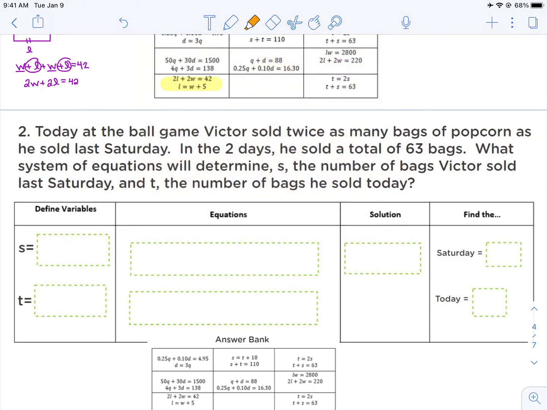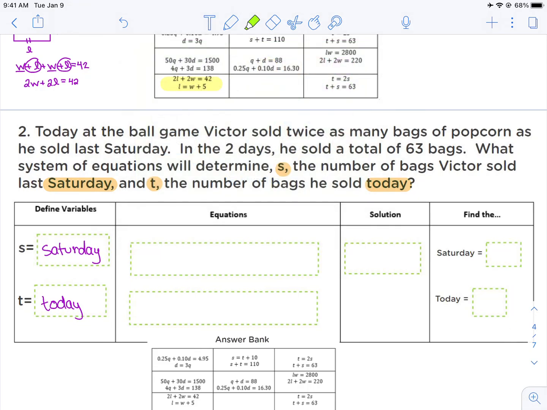So let's look. It tells us S is the number of bags Victor sold last Saturday. So we're going to say S is what he sold last Saturday, so we're just going to be short with it and say Saturday. Now, you could be super specific and say the number of bags he sold last Saturday, or you can just say it's Saturday, okay? We understand. Okay. T is the number of bags he sold today. So T is just going to be today, unless you want to be super specific, which is perfectly fine. I appreciate it. And now we can start writing our equations.